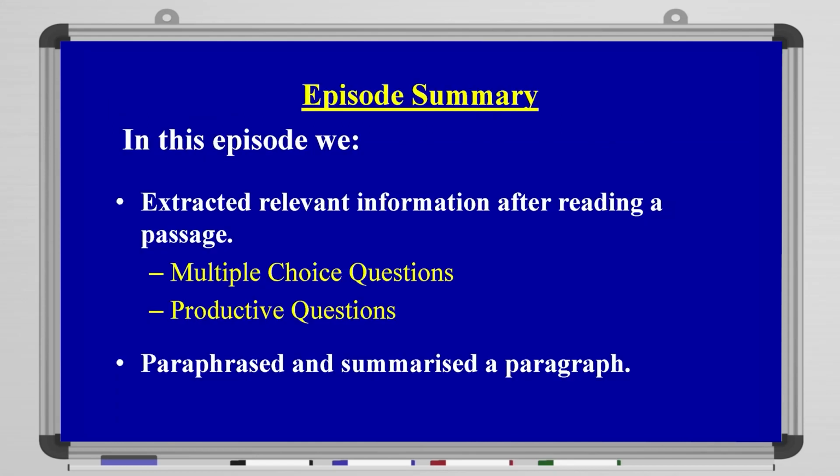So in this episode, we extracted relevant information after reading a passage. We tackled multiple choice questions and productive questions, and we paraphrase and summarize a paragraph.